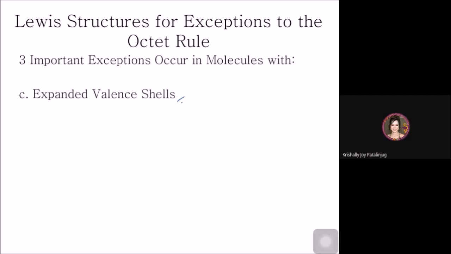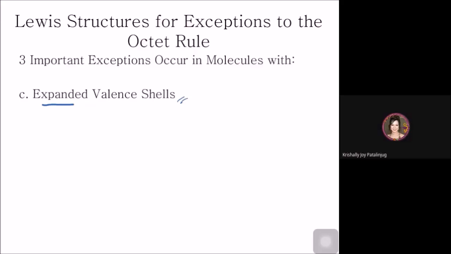Kasi nga, yung atom na yan, meron siyang capability na i-expand yung valence shell niya. Okay? And usually, nag-expand siya ng valence shell just to form more bonds. Now, ano ba yung criteria ng isang atom para capable siya mag-expand ng valence shell? Of course, that central atom must be large.